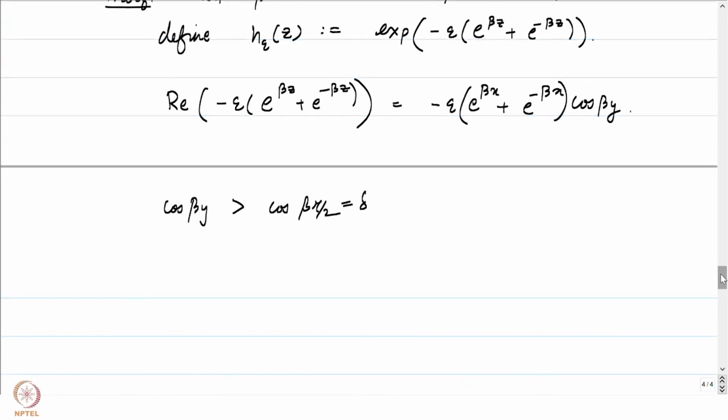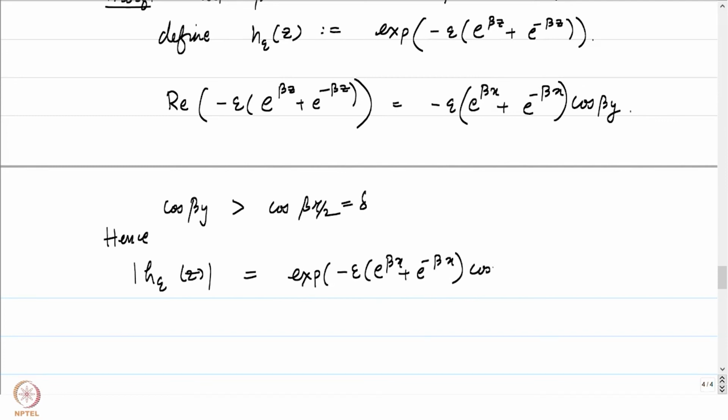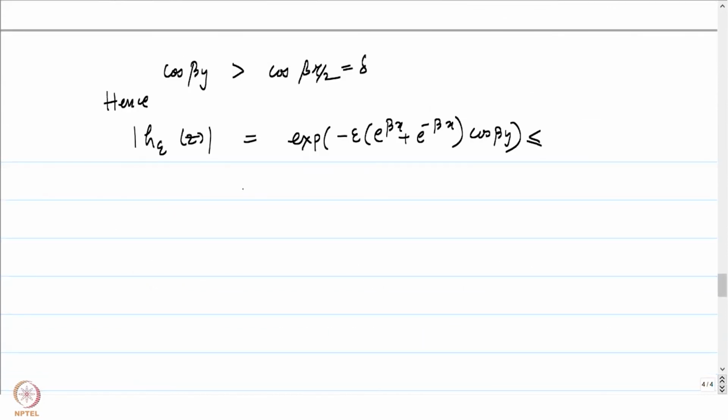So let's now put that in here. So what do we have? Hence, the absolute value of h epsilon of z is going to be equal to the exponential of minus epsilon times e to the power beta x plus e to the power minus beta x times cos beta y, which is less than or equal to, because cos beta y is less than or equal to this delta that we wrote, the exponential of minus epsilon delta times e to the power beta x plus e to the power minus beta x.